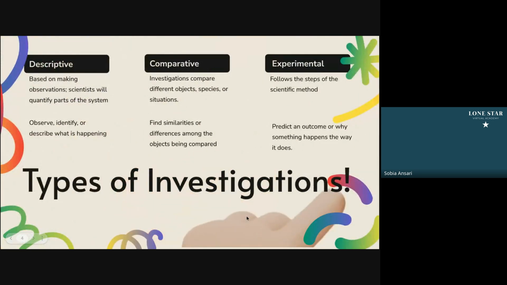So for our types of investigations, the very first one we're going to look at is our descriptive investigation. This is exactly what it sounds like. These are going to be based off of making observations. Scientists will quantify parts of the system. This is something that you can observe, you can identify, or you can describe what is happening.